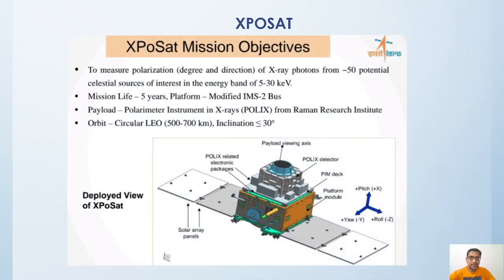This satellite will be measuring the polarization. So we have a POLIX detector over here, and if you want to see, you can see the payloads from here. This mission life is 5 years, and the payload will be POLIX from the Raman Research Institute, and it will be orbiting in a low Earth orbit of 500 to 700 kilometers from the surface of the Earth.